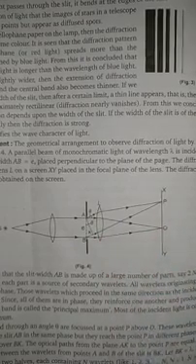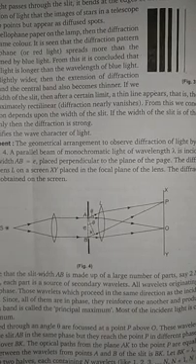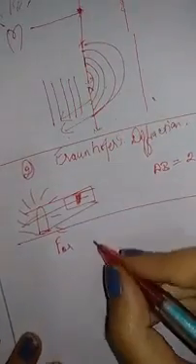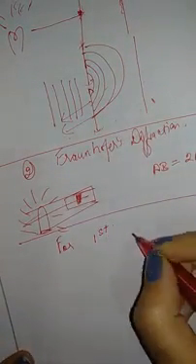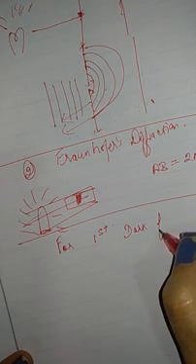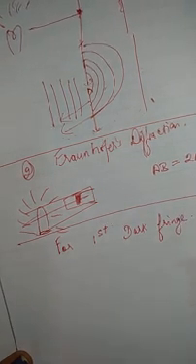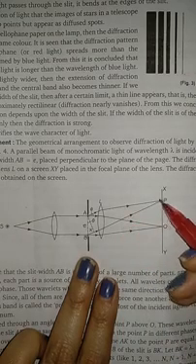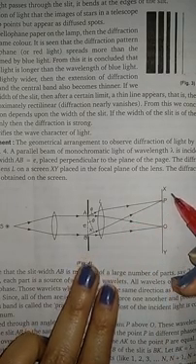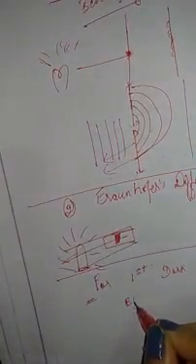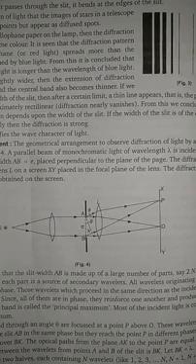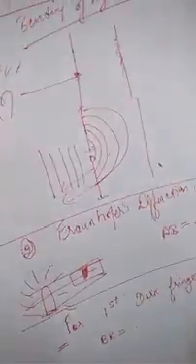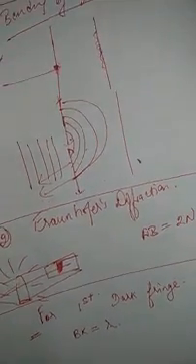We are just writing this for the first dark fringe. For the first dark fringe, as I have told you, the light reaching over here is in different phase. If they are in different phase, they will form a dark fringe. So for the first dark fringe, the path difference BK, we can consider as lambda.